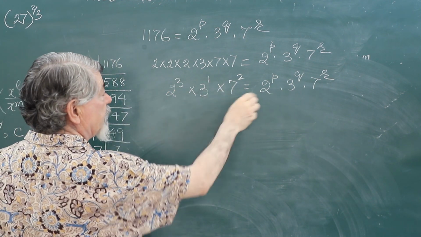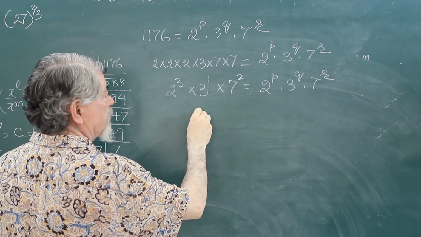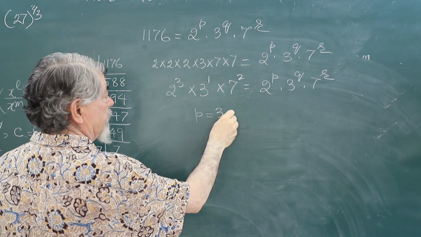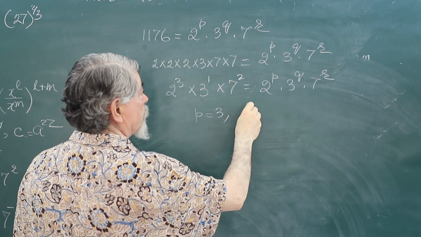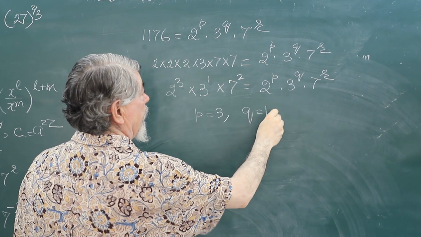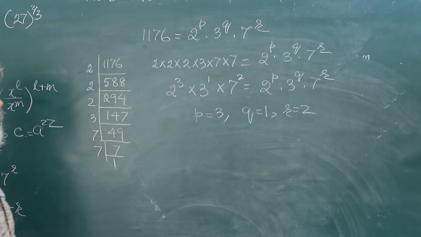So if I equate the powers, 2 has got power 3, 2 has got power p. So p is equal to 3. 3 has got power 1, 3 has got power q. So q is 1 and r is 2. 7 to the power 2, 7 to the power r. So I've got the value of pqr, which is the first thing which I wanted to do.